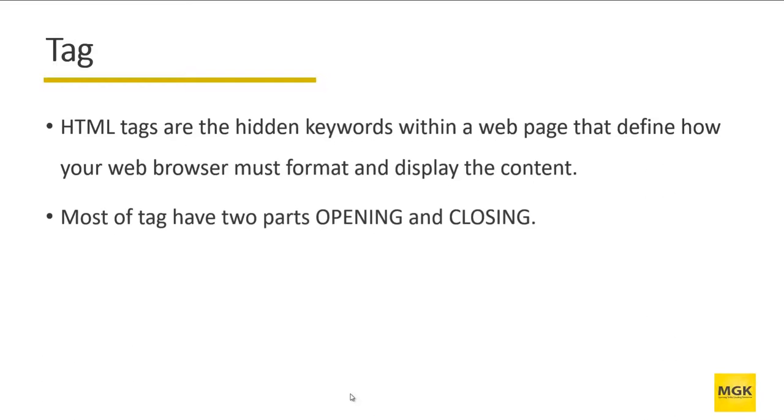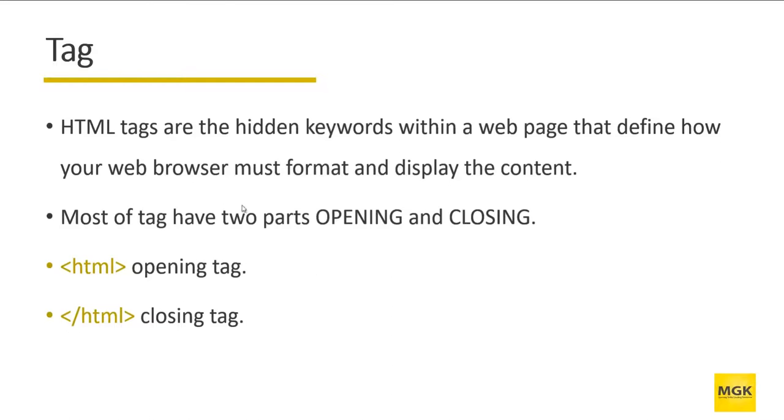Most of the tags have two parts, opening and closing parts. Let's suppose html is a tag. It has two parts. Simply html sandwiched in angle brackets is called the opening tag. And the text between angle brackets with the forward slash is the closing tag.